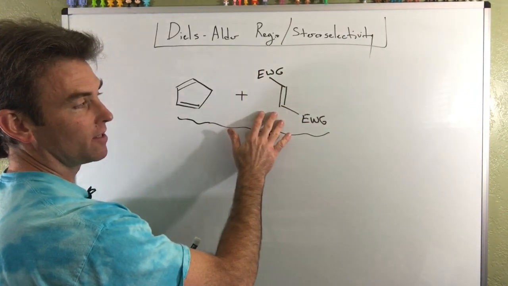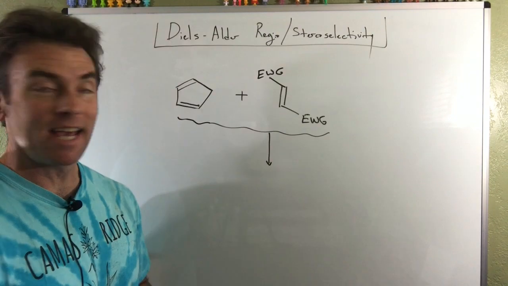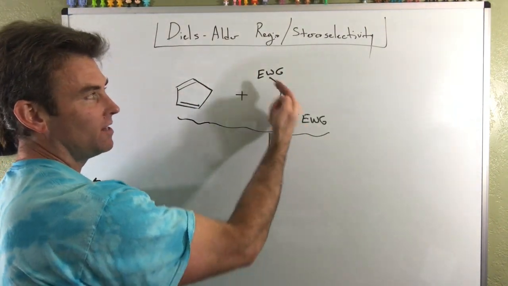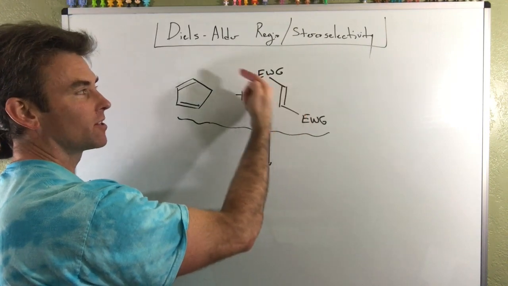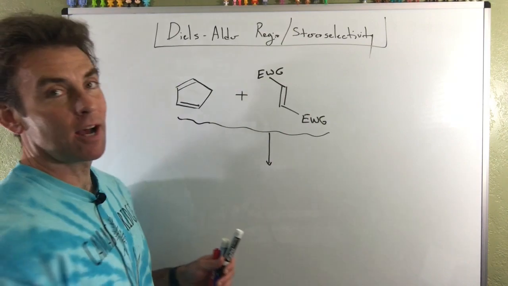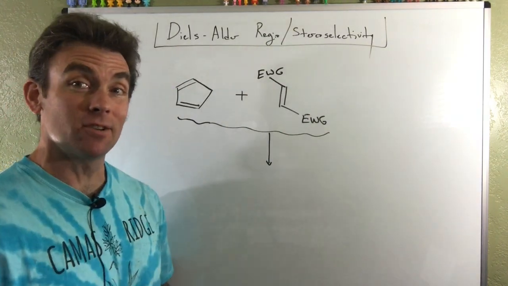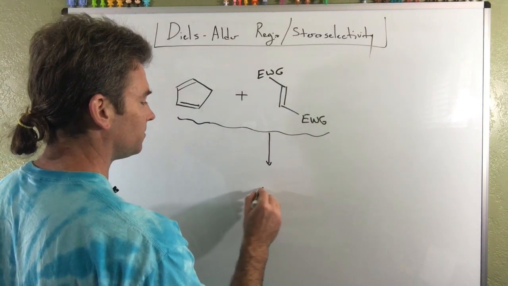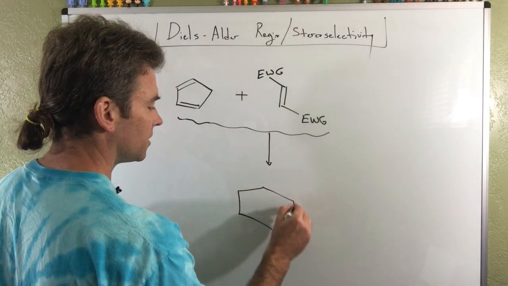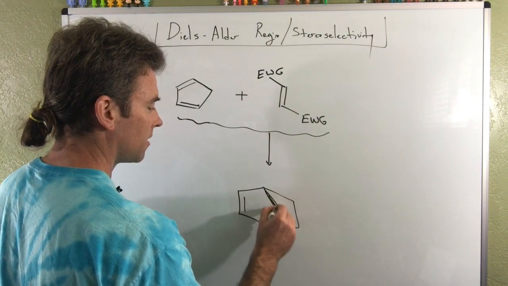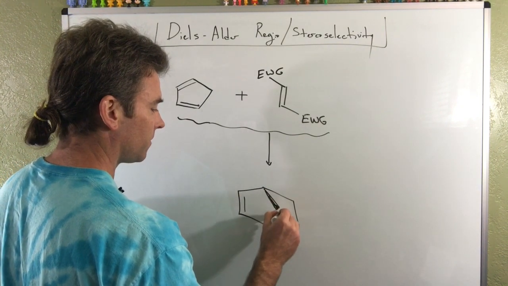Now it's a trans or an E for entgegen. So you'll notice that now, no matter what I do, one of these electron withdrawing groups has to be pointed in and one has to be pointed out. And it turns out that that is conserved in your product. So when we put these two things together, there's the six-membered ring that's formed. Here is my bridgehead carbon.